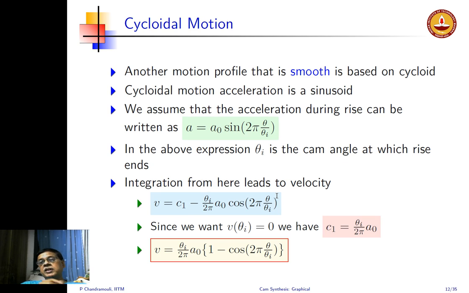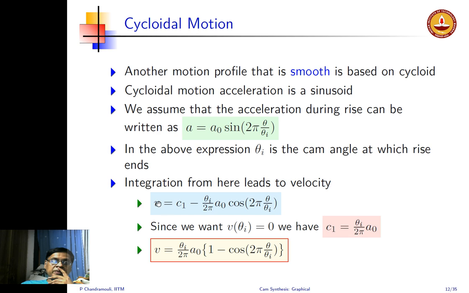Now another motion profile that gives us a smooth curve. So you see the 3, 4, 5 polynomial curve gives us a smooth profile. Similarly, another motion profile that is smooth is based on the cycloid. We already saw this in the graphical construction. The cycloidal motion can be constructed from the fact that the acceleration is a sinusoid. So we assume that the acceleration can be written in this particular form, a0 sine 2 pi into theta by theta I. So this is the acceleration of a cycloidal profile. So y double prime will behave like this. Theta I is of course the cam angle at which the rise ends.